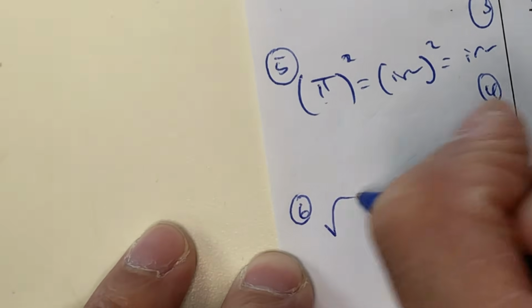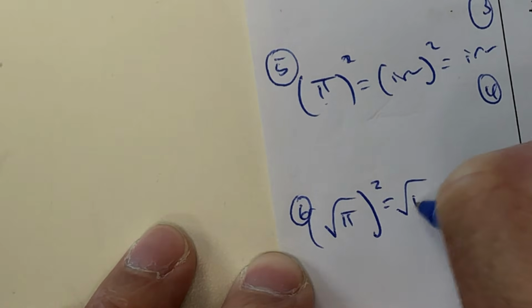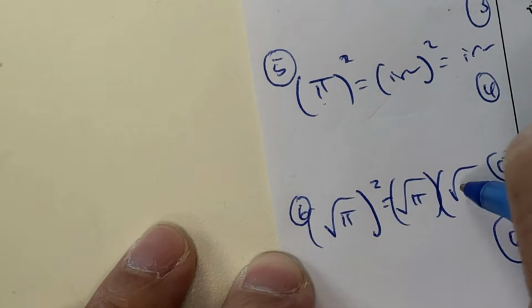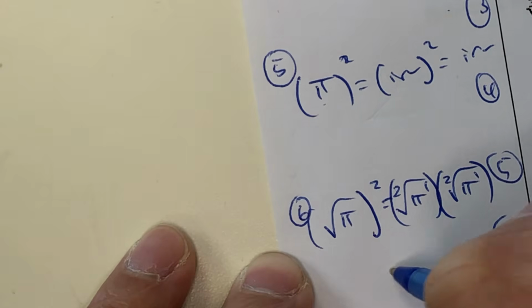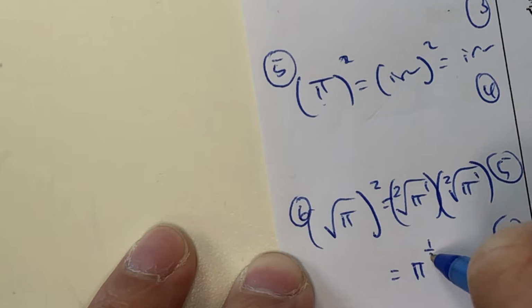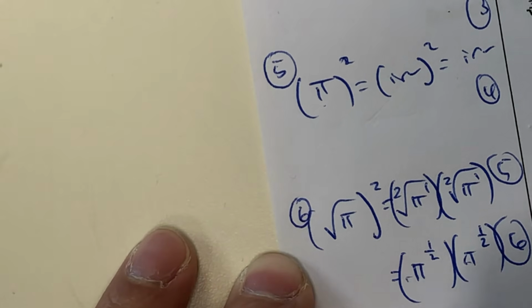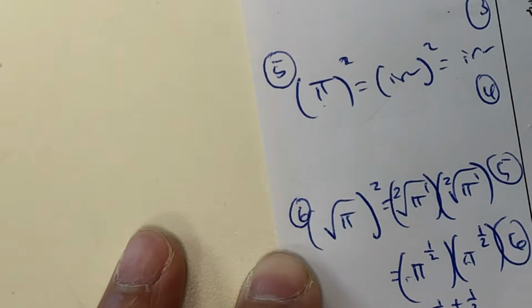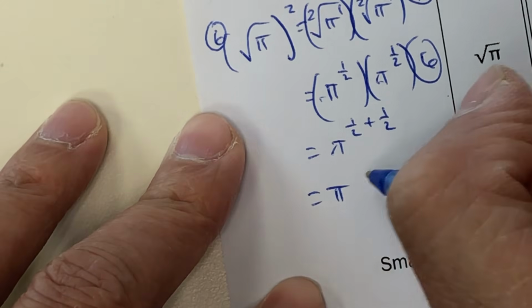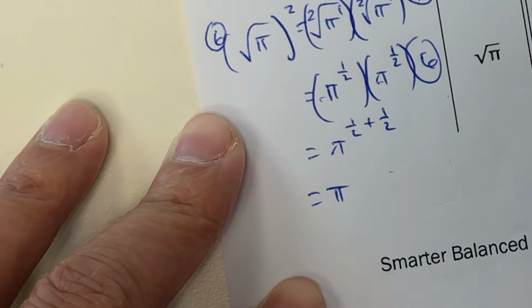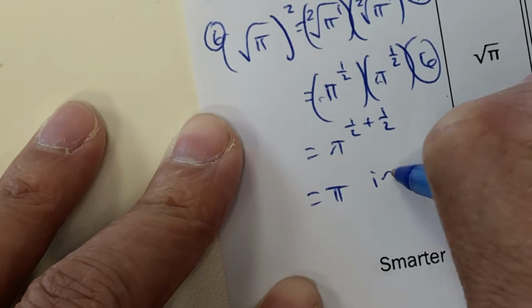And number 6, the square root of pi. And again, if you square that, you'll get 2 of those. And really, again, that's pi to the 1/2 times pi to the 1/2. And if you're multiplying the same base, you add the exponent. So 1/2 plus 1/2 gives you pi. And pi is already irrational to start with because it's a non-repeating number, but there's not an ending, a terminating, they call it terminating decimal. So this is still irrational.